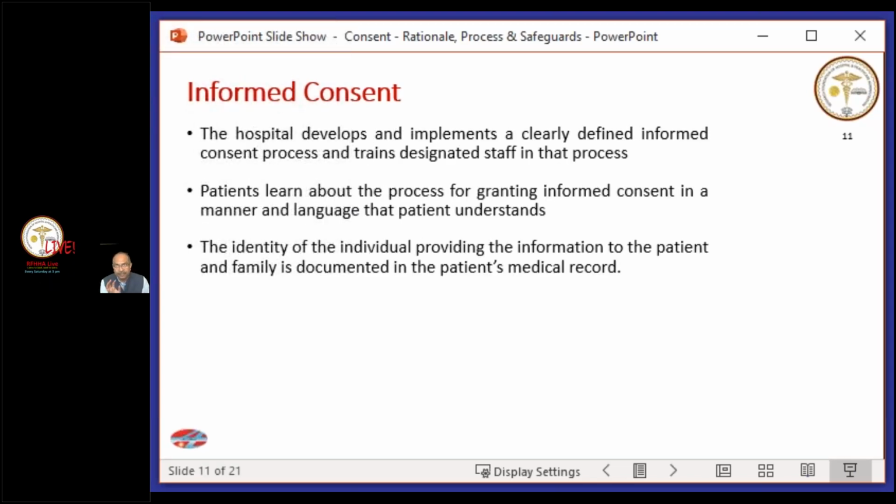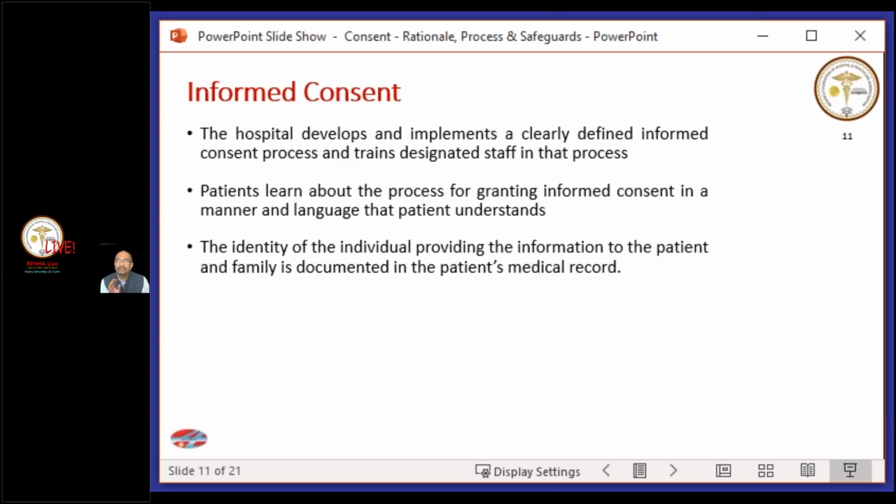The hospital is required to develop and implement a clearly defined informed consent process, and it should train the staff in that process. Most of us are aware that in the accreditation system as well, notably in the PRE or in the PCC chapter of JCI or PRE chapter of the NABH standards, these are the requirements that have already been spelled out.